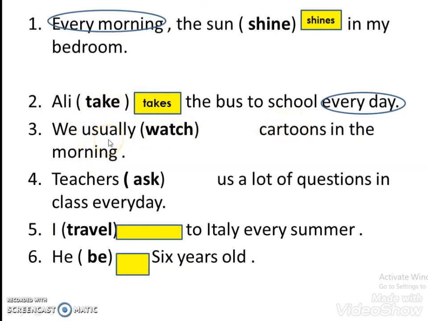We usually watch cartoons in the morning. Where is the time expression in this sentence? Usually. And now watch, we are going to change it into present, but we should look at the subject. We have we in the subject. We is a plural pronoun, and we said for plural pronouns we don't add an s, so we keep it as it is. Watch.